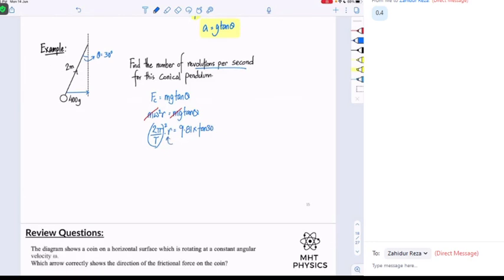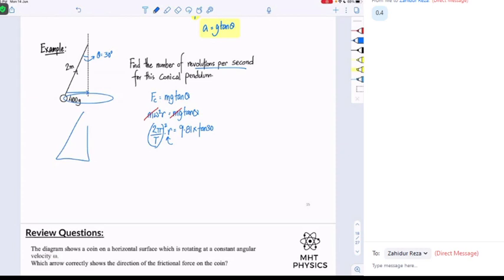This is where students make a mistake. If you took your radius as 2, that's wrong. The radius is of this circle here, right? So the radius is not 2. You have to use a bit of trigonometry to figure out the radius.